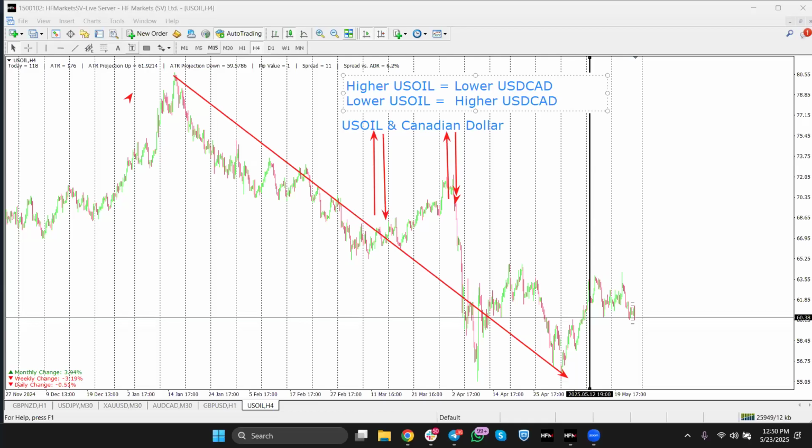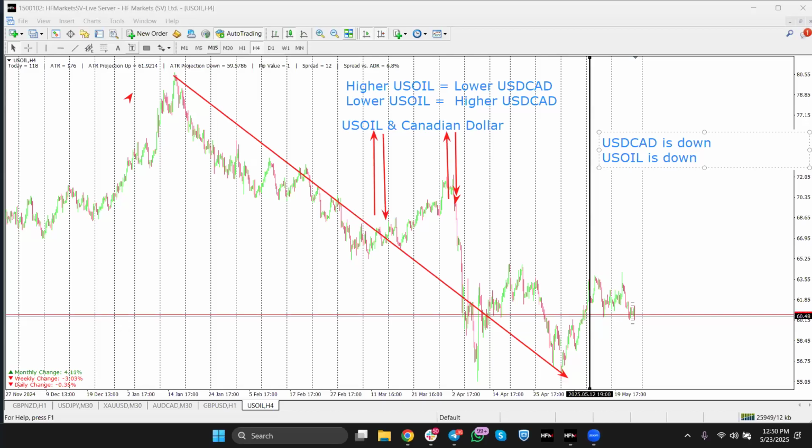But right now, what we're seeing is USD CAD is down, and US oil is also down. And like I explained, this is down to so many factors. This is down to geopolitics. This is down to dollar weakness on its own. This is down to the tariff debacle as well. This is down to OPEC increasing outputs as well. This is down to a lot of factors.